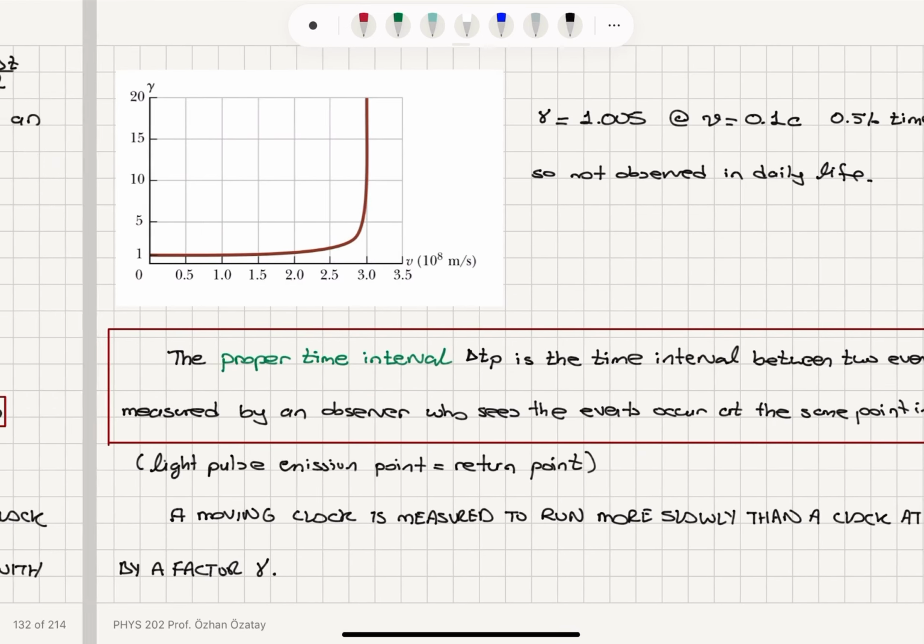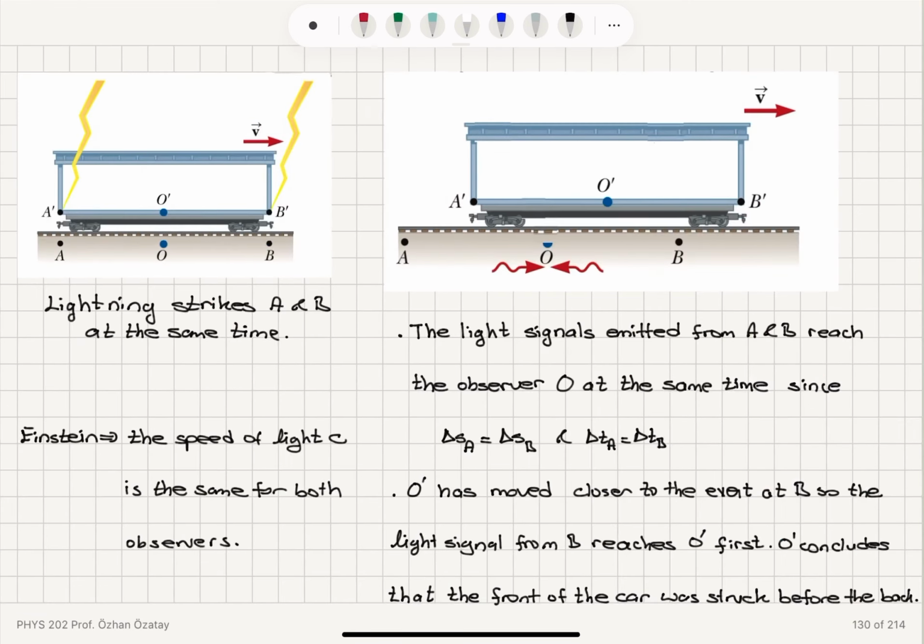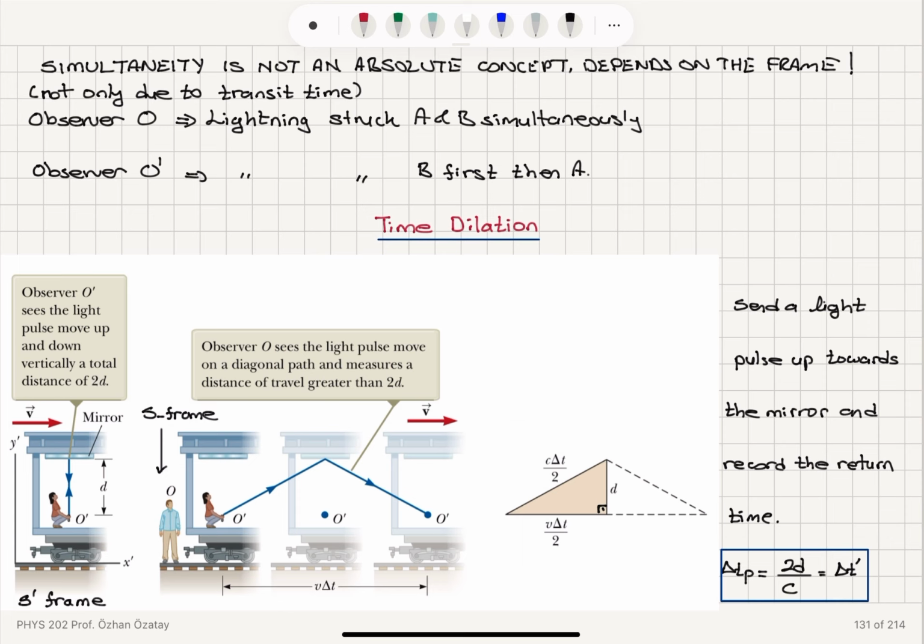So the length contraction will come into play when I explained that the simultaneity effect is not an absolute concept and depends on the reference frame. I said this effect is not only due to transit time based on the arguments I have made here. Actually, the lengths reported by the observer at rest and the observer attached to the primed reference frame are different. So there is a length contraction effect which also comes into play and results in simultaneity not being an absolute concept.